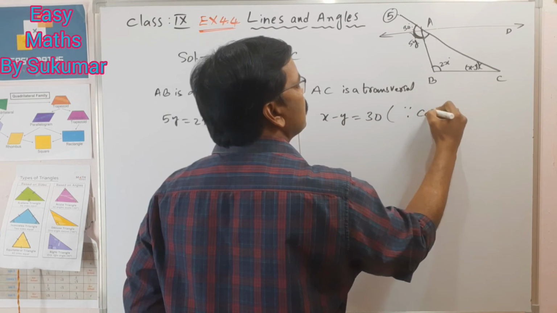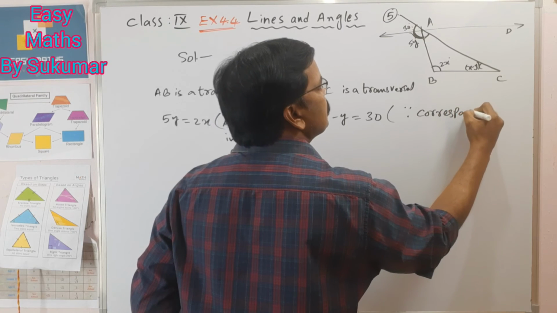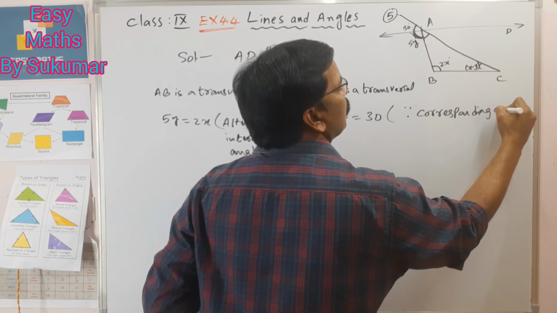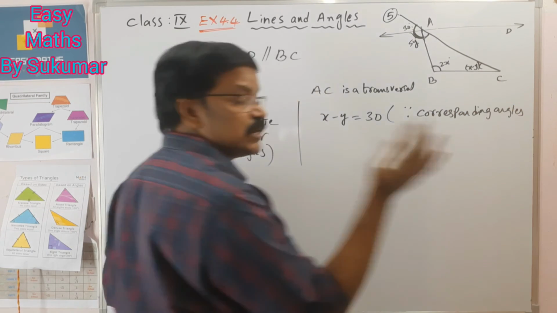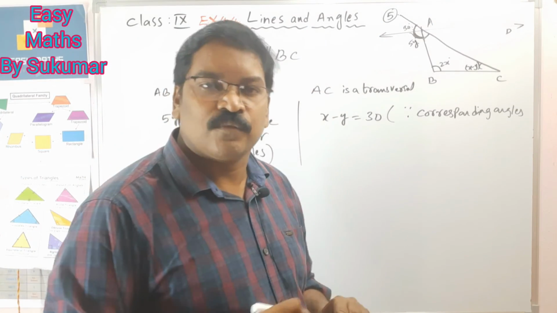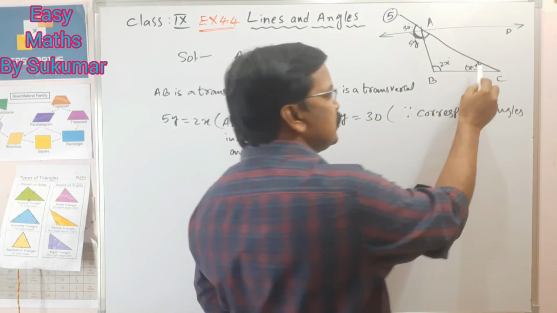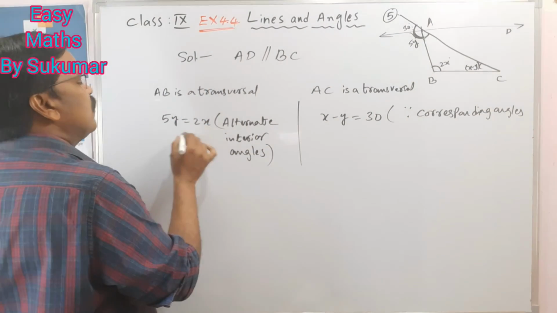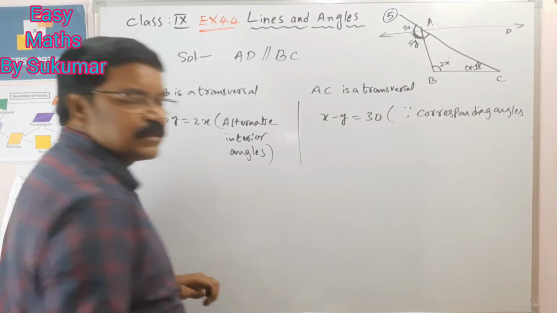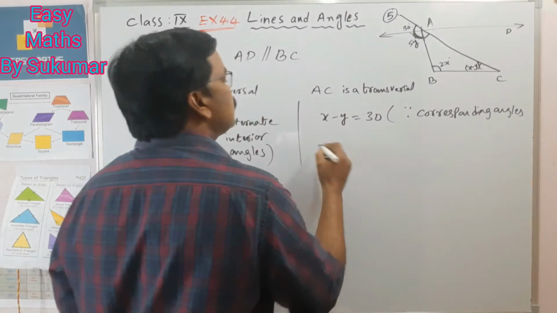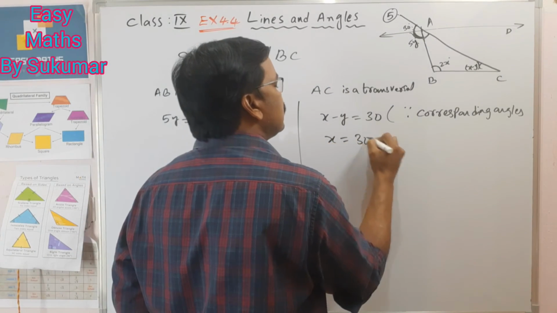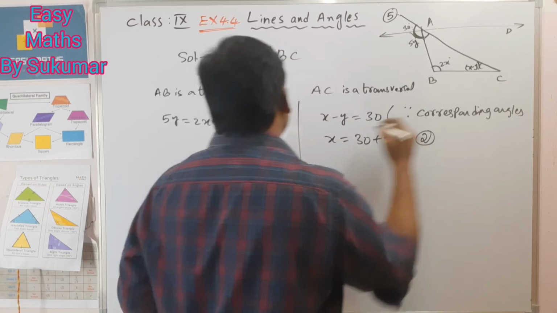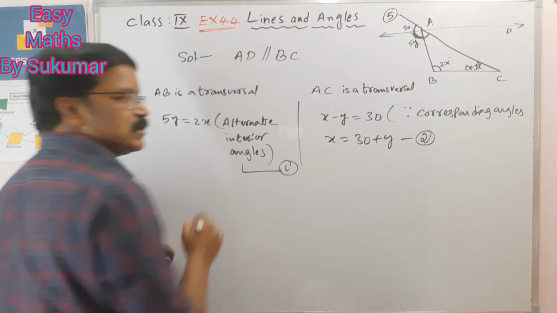These are called corresponding angles. Corresponding angles means they are on the same side of the transversal. One is interior, the other is exterior. This is interior, but this 30 is the exterior angle. Okay. So here 5y is equal to 2x, and here x minus y is equal to 30. From this equation, what is x? 30 plus y. So this is equation 2 and this is equation 1.